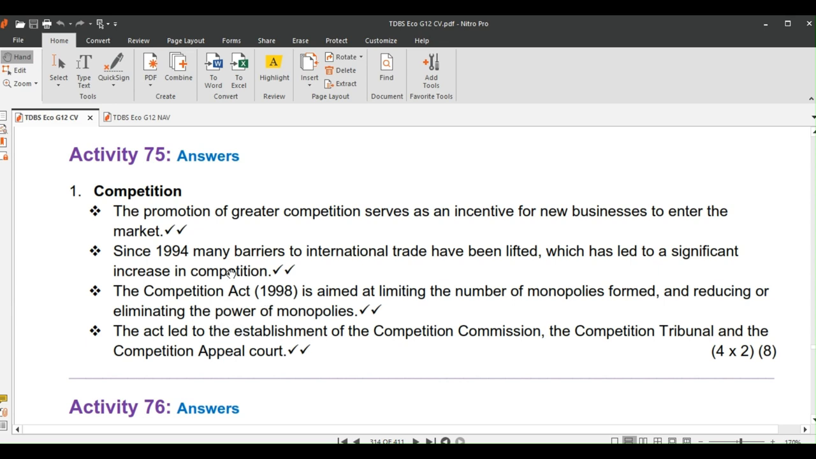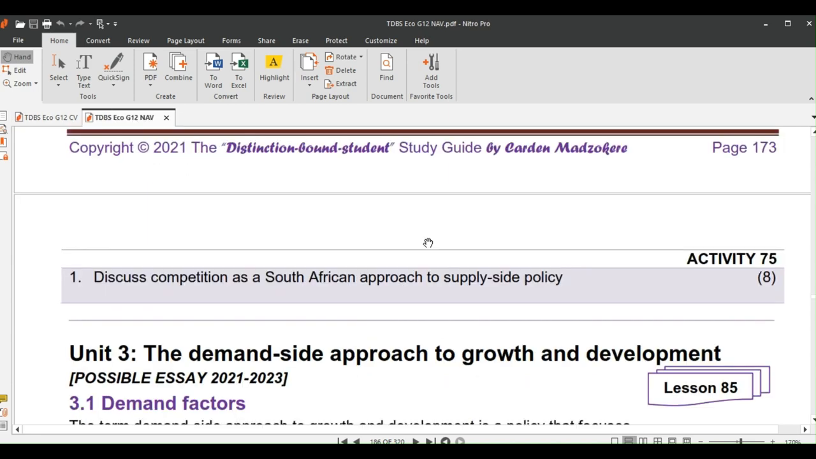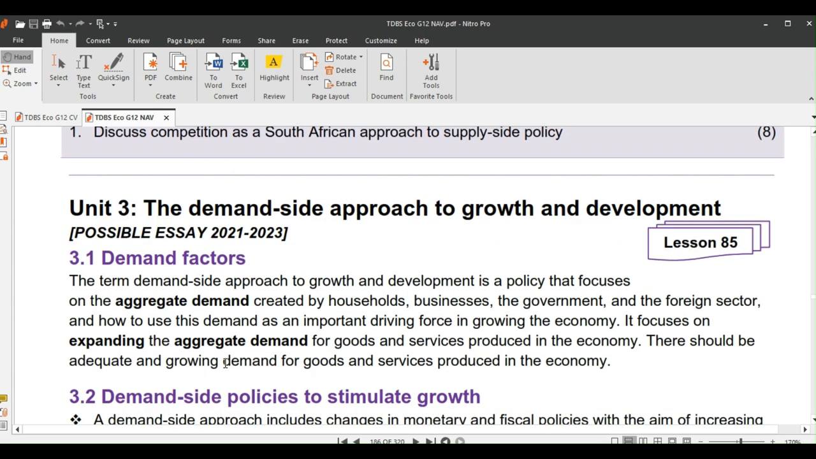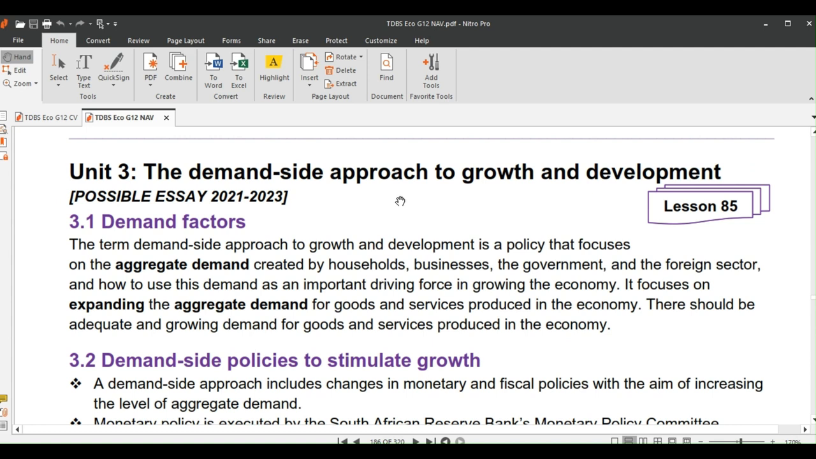Let's get into Lesson 85, which is Unit 3 of our topic, Economic Growth and Development. The topic is the demand-side approach to growth and development. I think I mentioned it already that today's lesson is an essay-type question. We will start with demand factors.